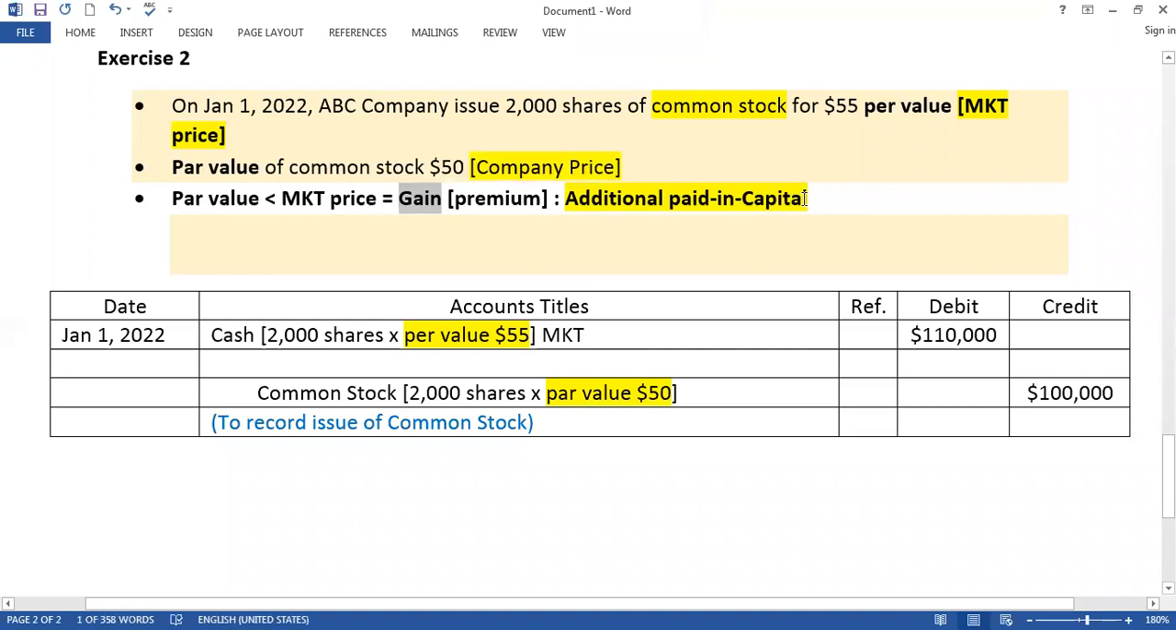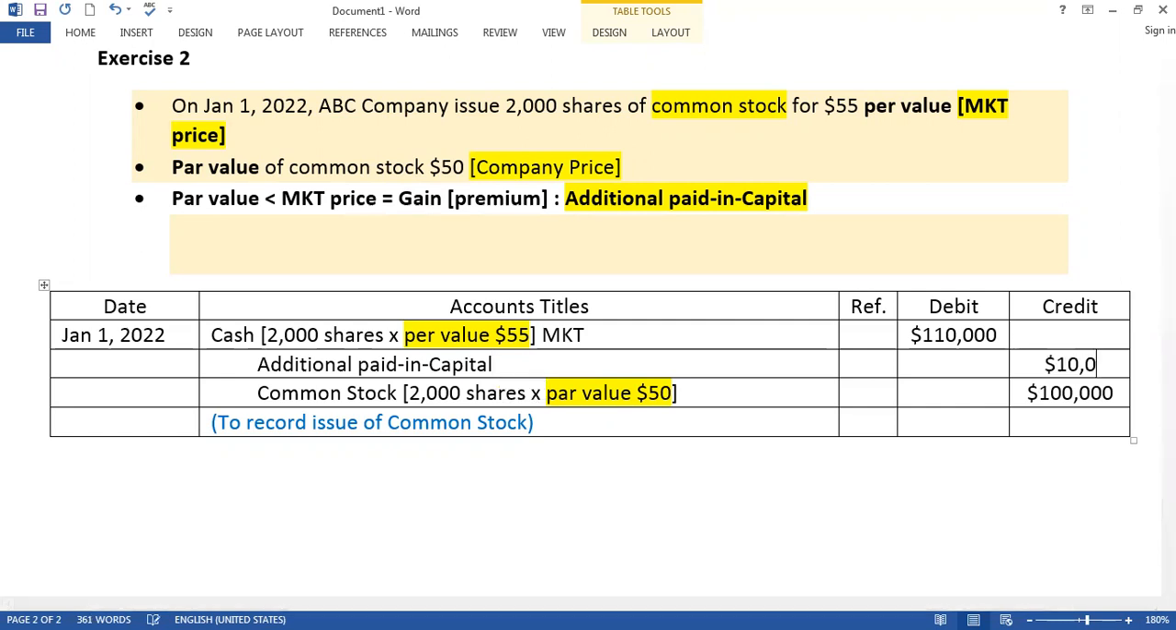Which word do we have to use? We have to use this title, additional paid in capital. Now, which side do you record it, debit or credit? Credit, right? Additional paid in capital, now $10,000. Clear? Okay.